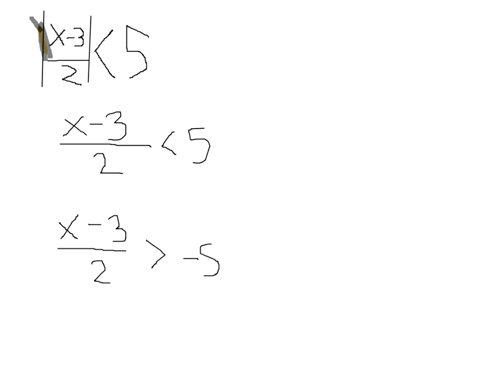So do we multiply by 2? We're going to what? Multiply by 2? Right. We're going to multiply by 2. So we'll just write a little 2 here. And just know that this is going to be times 2. So the 2's will cancel. And then we're left with x minus 3 is less than 10.